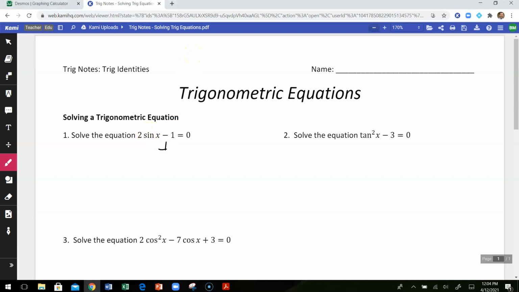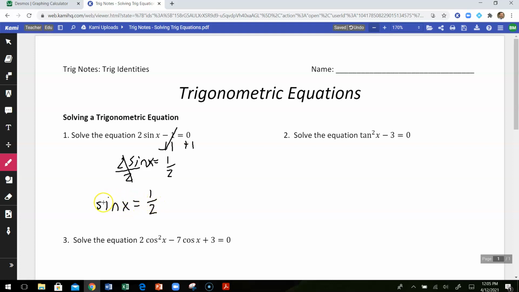So I'm going to go through the process of solving an equation like we normally would. I'm going to add 1. So I would get 2 sine x equals 1. And then I'm going to divide by 2. And I get sine x equals 1/2. Once you isolate that trig function, we want to look for the angles that have a sine of 1/2.